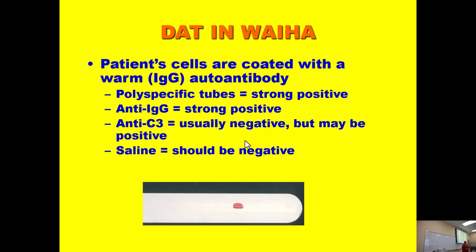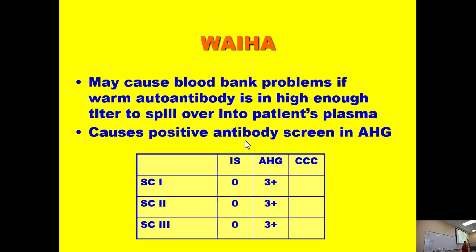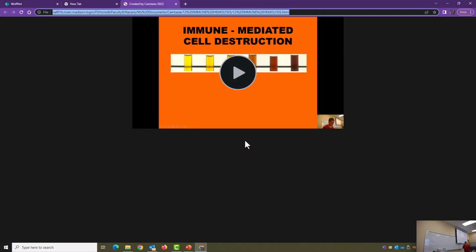Polyspecific tubes, we do a DAT. Our polyspecific tubes is a strong positive. IgG is a strong positive. Complement is usually negative. Once in a while it could be positive. Saline should always be negative. May cause some blood bank problems.